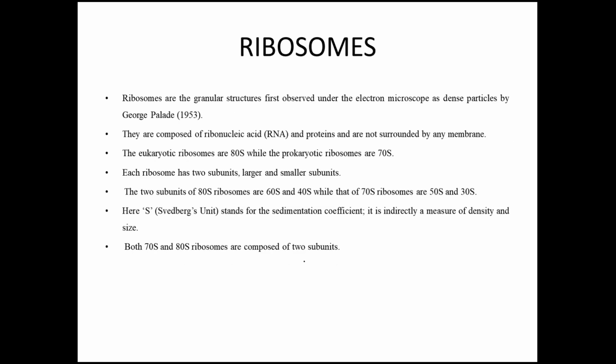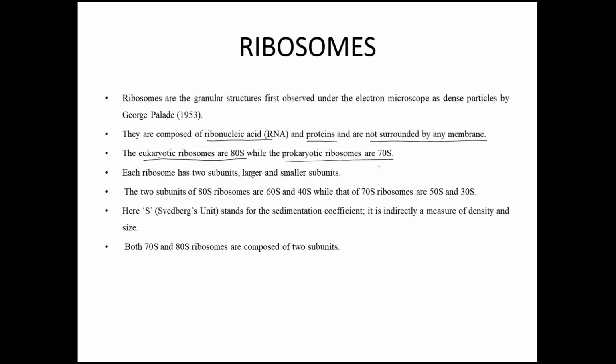Now, ribosomes. Ribosomes are basically granular structures and they were discovered by George Palade. They are composed of ribonucleic acid and proteins and they are not surrounded by any membrane. Eukaryote ribosomes are 80S whereas prokaryote ribosomes are 70S. Now we have already discussed that the ribosome has two subunits, one larger subunit and one smaller subunit.